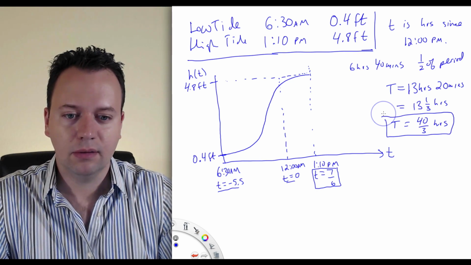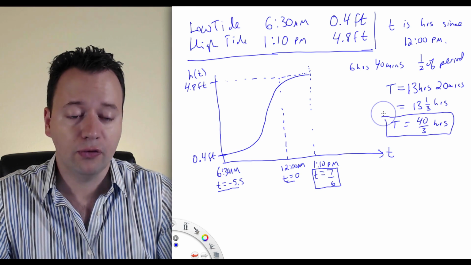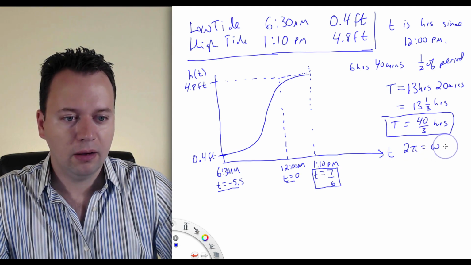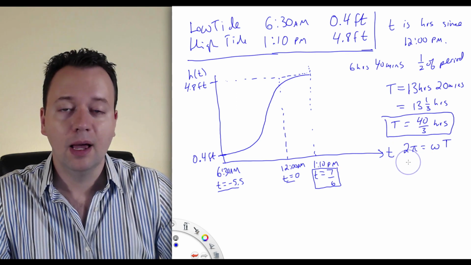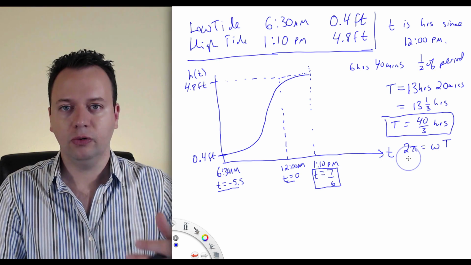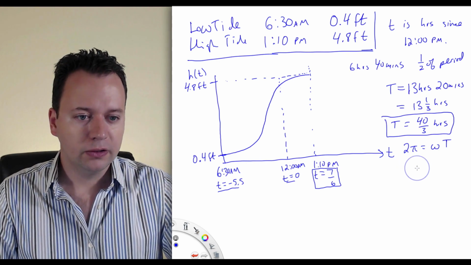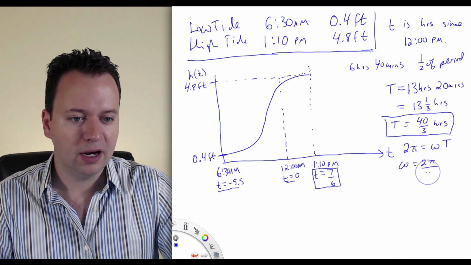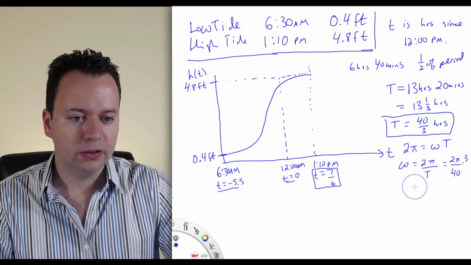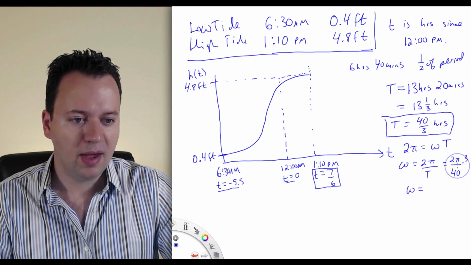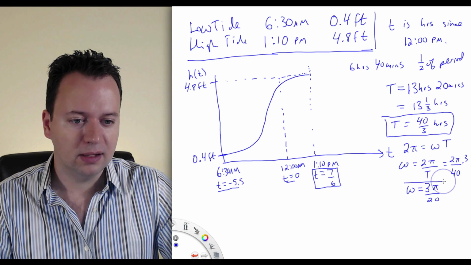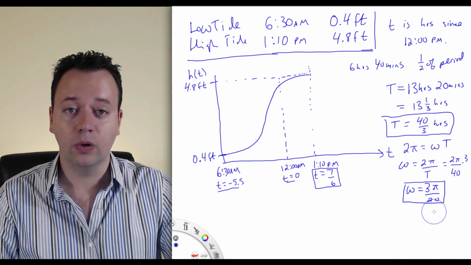Probably the next thing that we can get is the angular frequency. You'll recall, we want to set 2 pi equal to the angular frequency omega times the period T. Because when we have sine of omega t, we want omega times T to equal 2 pi exactly when t is equal to the period. So the angular frequency is just going to be 2 pi divided by capital T, which is 2 pi divided by 40 over 3. Hence, the angular frequency omega, 2 over 40 is 1 over 20, so we get 3 pi over 20. And this would be radians per hour. So there's the angular frequency.